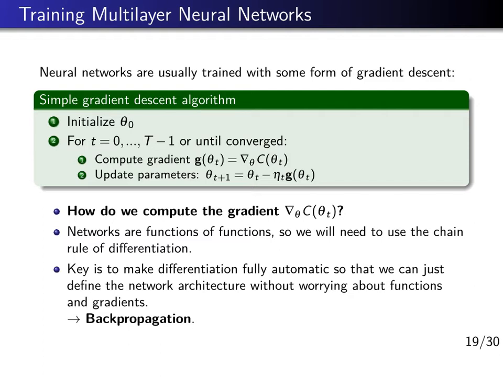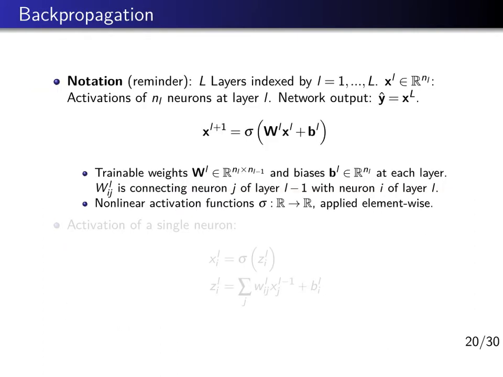So the backpropagation algorithm is essentially just an automated way of using the chain rule of differentiation to automatically construct gradients for multi-layer neural networks. Let us derive the backpropagation algorithm for a multi-layer perceptron. So as a reminder, some notation about multi-layer perceptrons. We have capital L layers. We index them by little l going from 1 to capital L. So layer 1 is the first hidden layer, and layer capital L is the output layer.